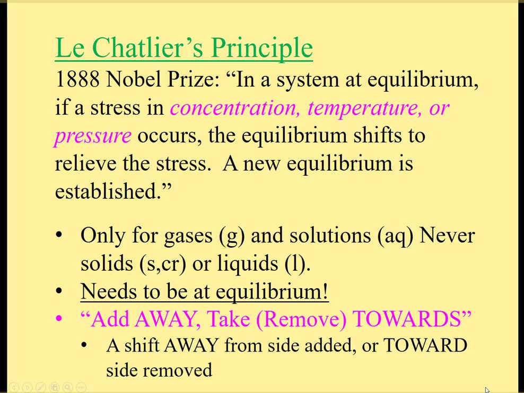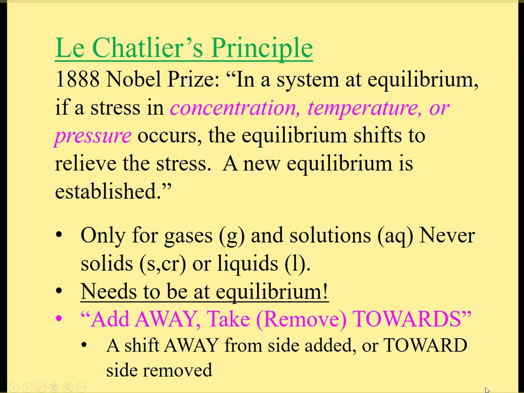Only if I were to add different concentrations of aqueous solutions or gases, or change the temperature or the pressure, that is what would change the equilibrium. Now, in order to influence equilibrium, it first needs to be in equilibrium. So as soon as I've established equilibrium, I can then stress my chemical system by adding products or adding reactants, or by changing the temperature or the pressure.